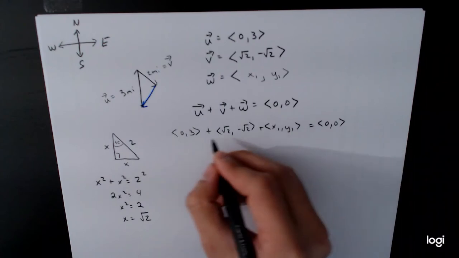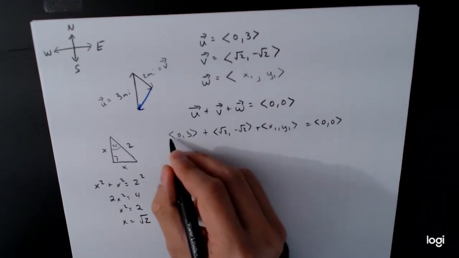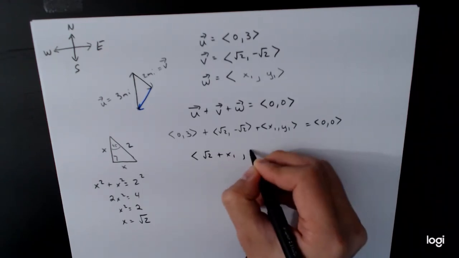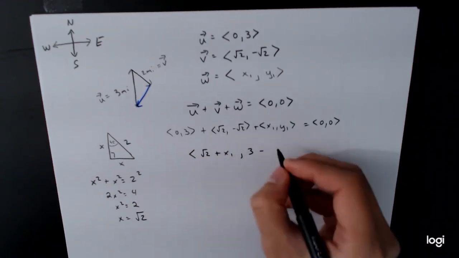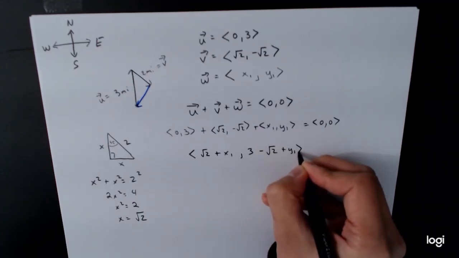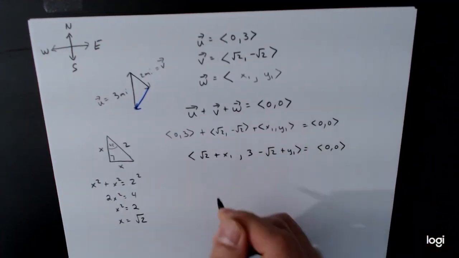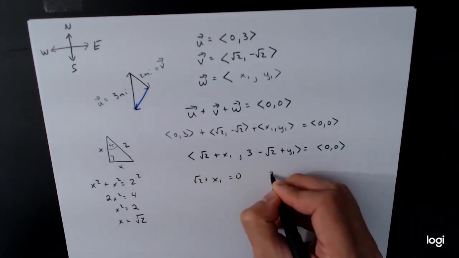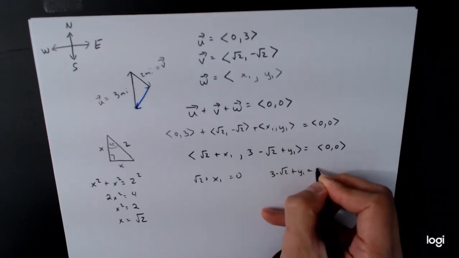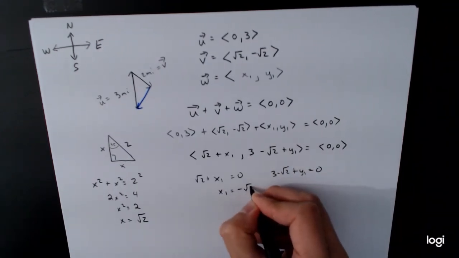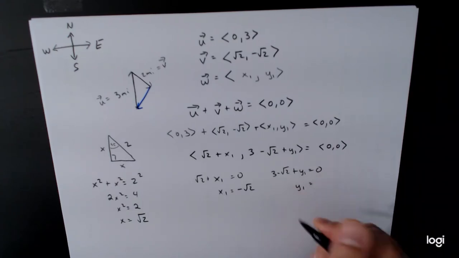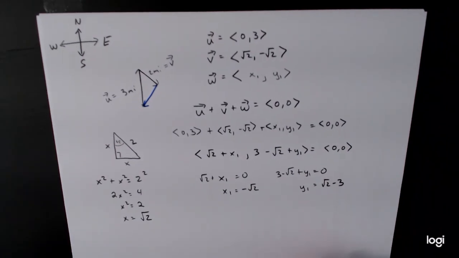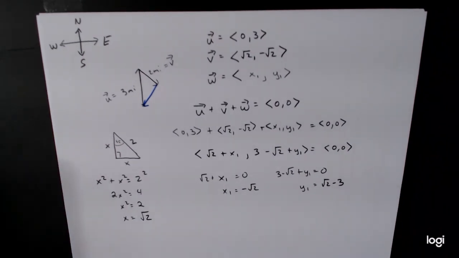We're going to just go ahead and combine these together first. So we're going to have root 2 plus x1, 3 minus root 2 plus y1 is equal to 0, 0. So square root of 2 plus x1 equals 0, and 3 minus root 2 plus y1 is equal to 0. So our x1 is negative square root of 2, and our y1 is equal to square root of 2 minus 3.